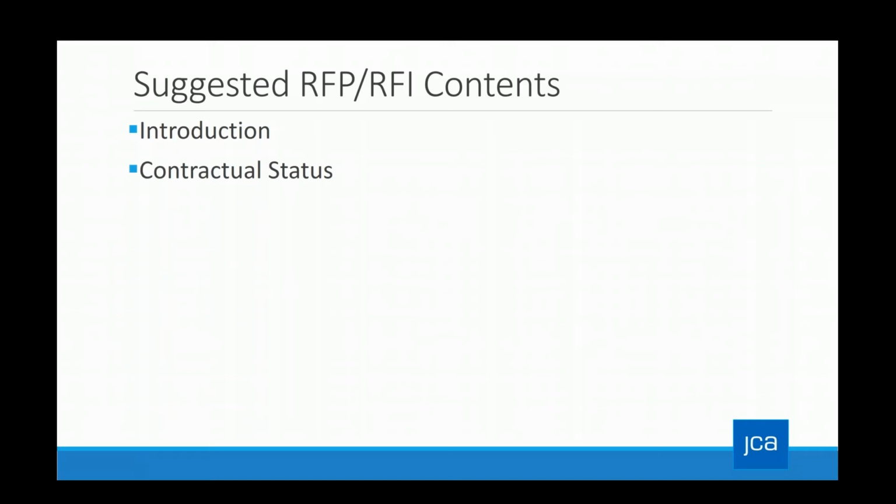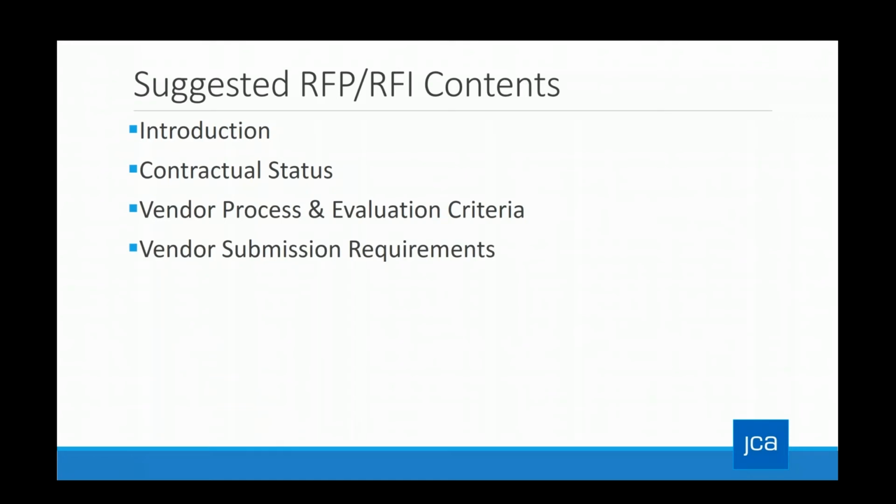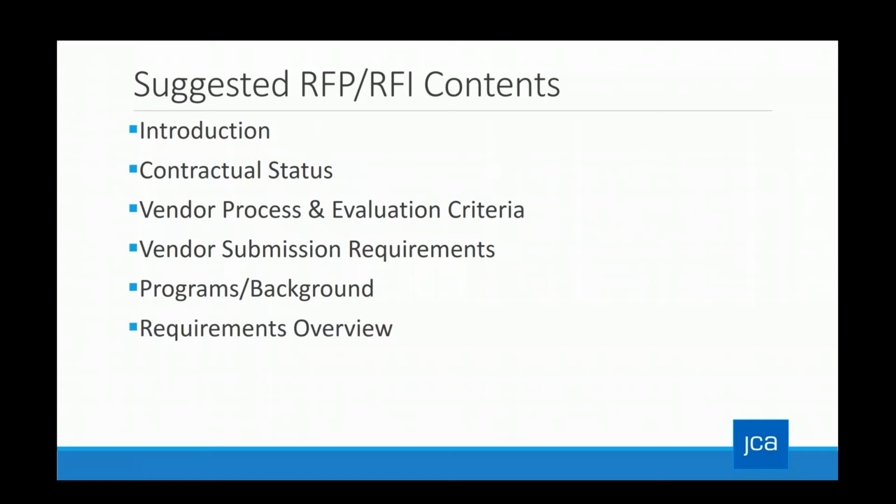How about vendor submission requirements? This would list all materials and forms and responses that a vendor needs to submit for consideration, and include a section for programs and background to provide an overview of the purpose and history of the organization, including details of your current programs and goals, as well as any issues facing the organization that are relevant, and include a requirements overview. This section would present a narrative of the role that technology plays at your organization and an overview of the technical requirements presented by department or functional area.